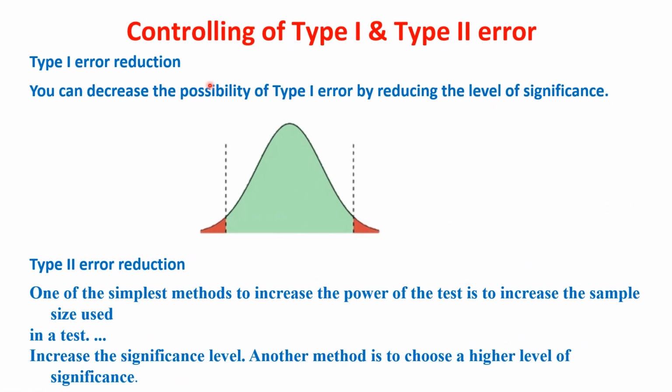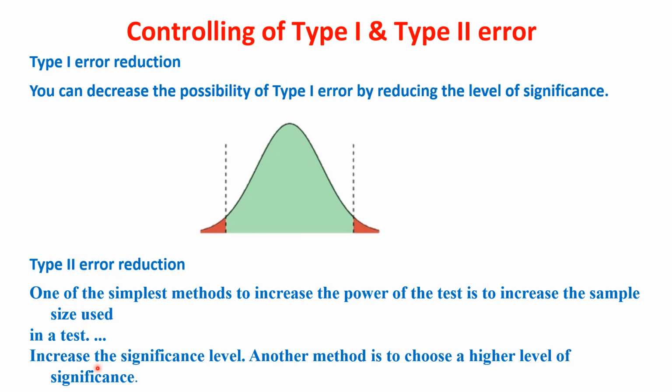Now the question is how to control type 1 and type 2 error. For type 1 error reduction, you can decrease the possibility of a type 1 error by reducing the level of significance. So this particular confidence level of 95% you can increase to reduce the type 1 error. For type 2 error reduction, one of the simplest methods to increase the power of the test is to increase the sample size. So increase the sample size to reduce the type 2 error.